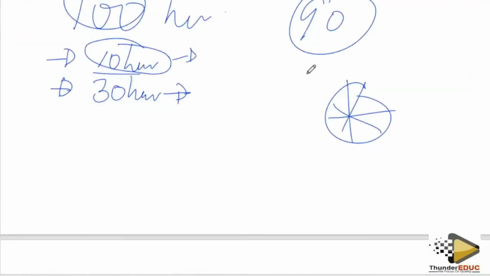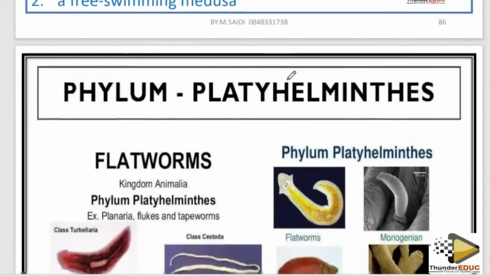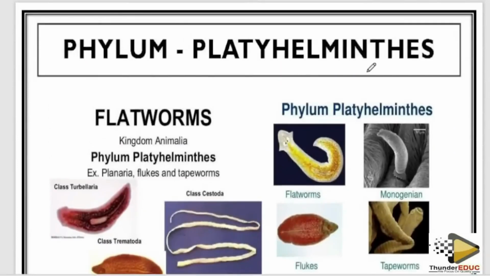But if you have something like this, for example, this side is not equal to this, so we call it asymmetrical. So you don't need to even memorize that much. This one, platyhelminthes. These are the flat ones. Some of you have gone to the toilet and found that long one. So we call it platyhelminthes. People who eat pork too much. Welcome to the platyhelminthes phylum.